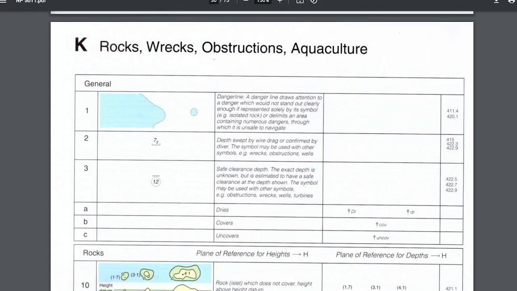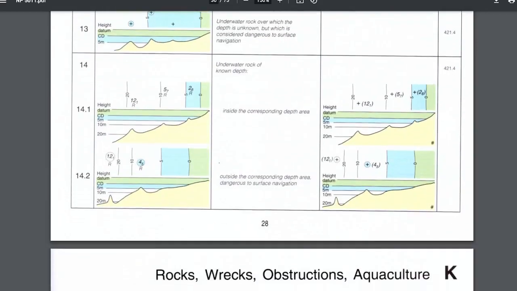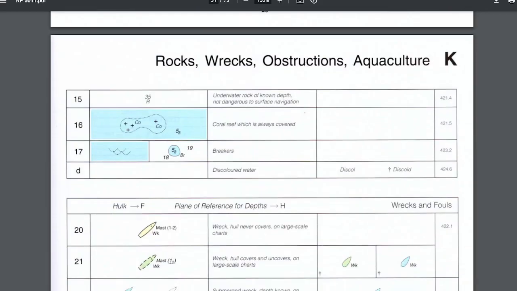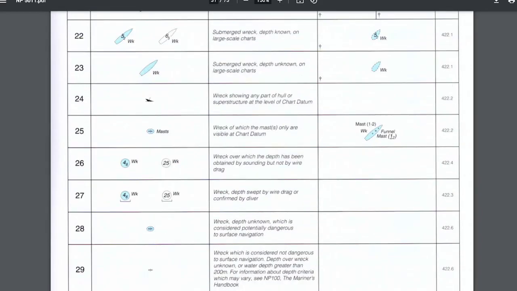depth swept by wire drag or confirmed by diver, safe clearance depths. Continue, it's important. You need to know all these symbols, masts, wreck. You need to make sure that you don't draw a course over it. It's extremely dangerous.